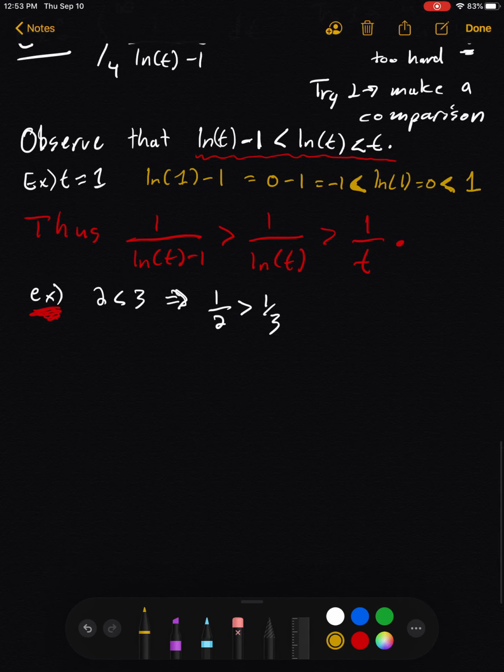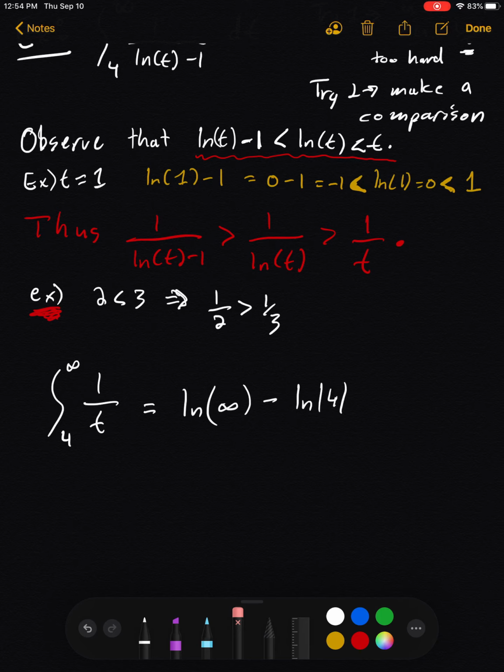So let's actually evaluate it. I guess I should stick to white since I was doing the problem in white. The integral of 1 over t from 4 to infinity is equal to the natural log of infinity minus natural log of 4, right? Because the antiderivative of 1 over t is the natural log of t.